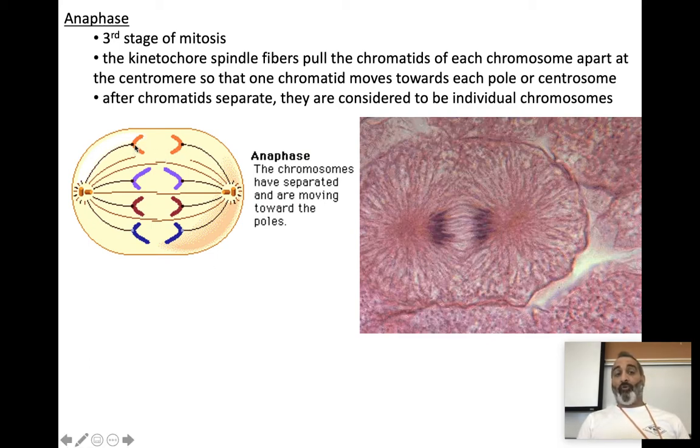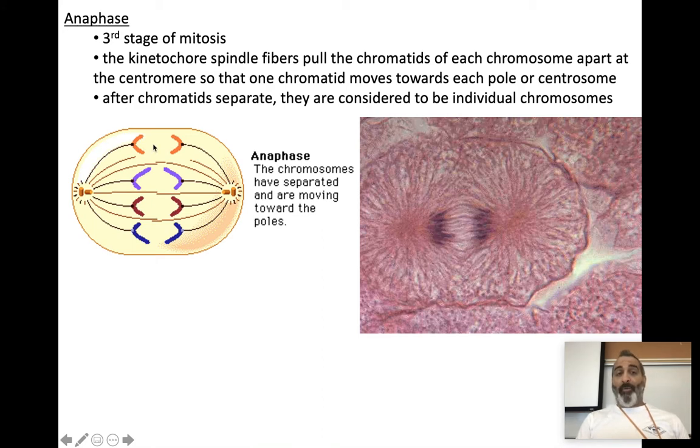Well, remember, these are sister chromatids. They're identical to each other. Two chromatids make up a chromosome. Well, the chromatids get pulled apart from each other so that they're identical copies of each other, so that one copy begins moving towards each side of the cell. Okay. How do they get pulled apart? The kinetochore spindle fibers are attached to the centromere, and they help pull them apart, basically.